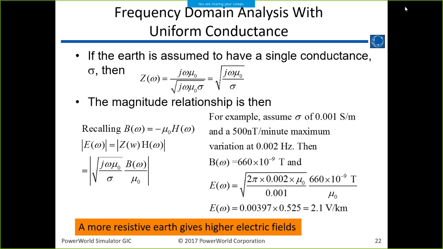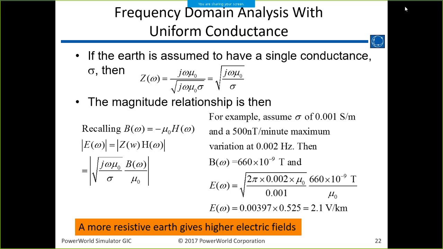If I assume a uniform crust, I can calculate for a particular frequency. Here I said, okay, let me assume a uniform conductivity of the crust of 0.001 Siemens per meter and a 500 nanotesla per minute maximum variation. So that means it's changing at about 1/500th of a hertz there. Go through the calculations and I get 2 volts per kilometer induced field along my line. That turns out to be about what the induced voltage was seen during the Quebec collapse. And this value here turns out to be a pretty good assumption for the conductivity in the crust around the Quebec region.